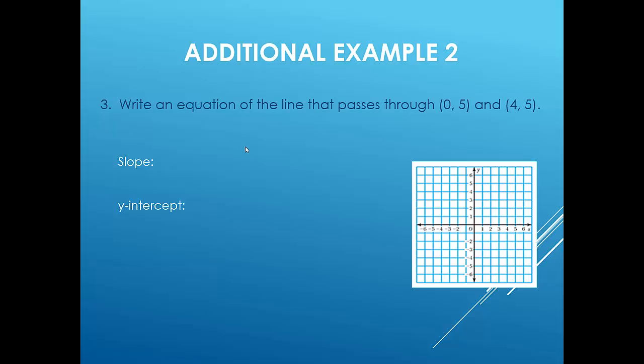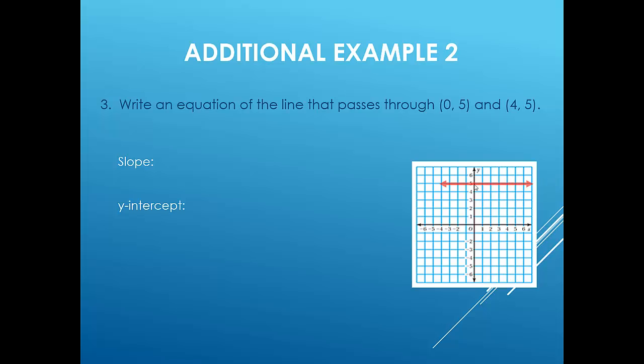Now we have an additional example. You can either pause the video and try it on your own, or you may follow along. We want to write an equation of the line that passes through (0, 5) and (4, 5). The first thing we need to do is plot those 2 points. We're going to start at (0, 0), go up 5, and then go to (4, 5). So we're going to go over 4 and then up to 5. Then we're going to draw our line. So this would be our horizontal line for these 2 points.